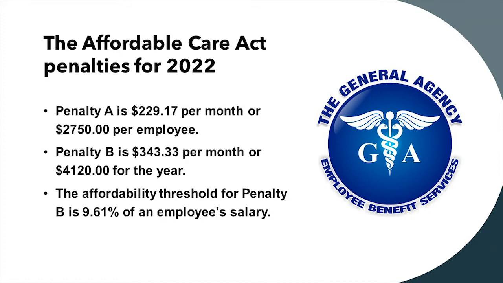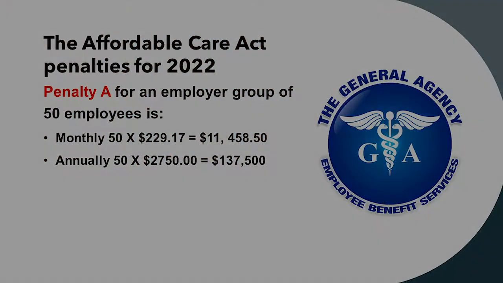Now to calculate the affordability threshold of 9.61%, you would take the lowest paid employee's salary and multiply that times 9.61%. That will give you the minimum contribution for the lowest paid employee, and that will keep you safe as far as the affordability threshold. If you need help calculating that, be sure and call us here at the General Agency and we can help you with that as well.